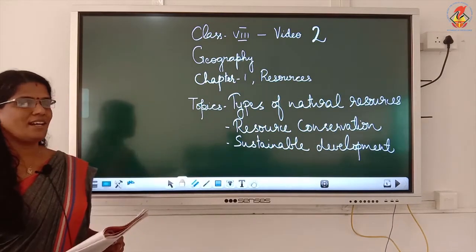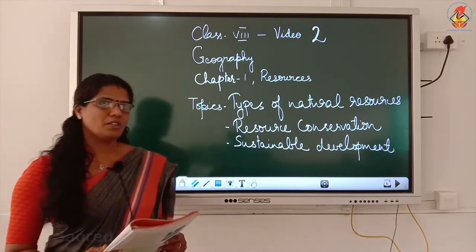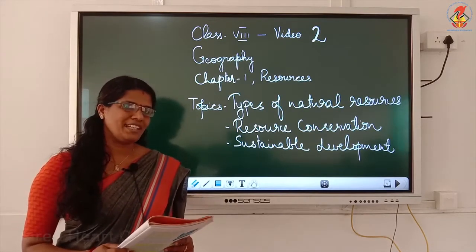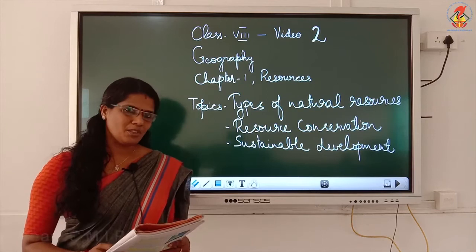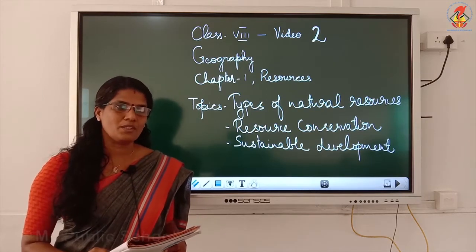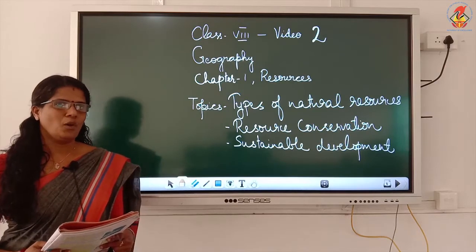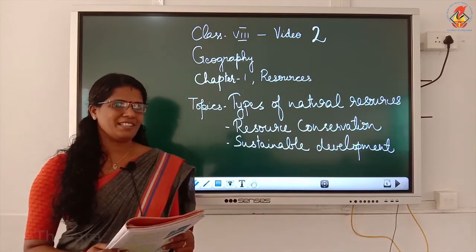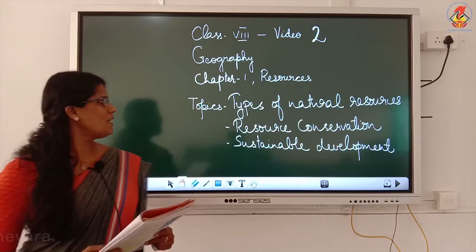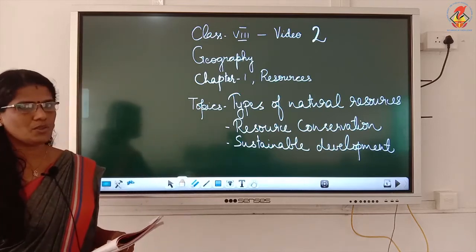So in the last class we studied geography chapter 1. What all did we study? We studied types of resources. They are broadly classified into natural, human-made and human. I hope you all read that portion very well last class. Today we will start on types of natural resources.